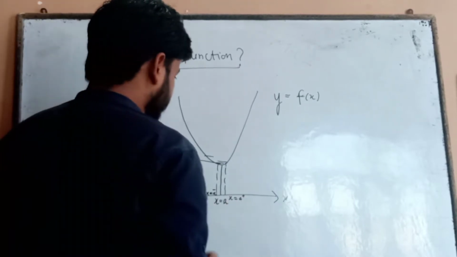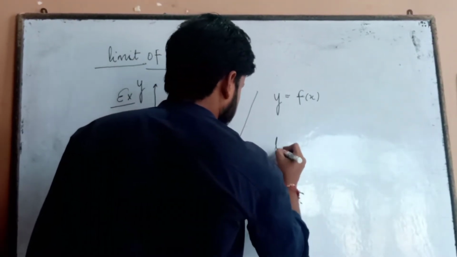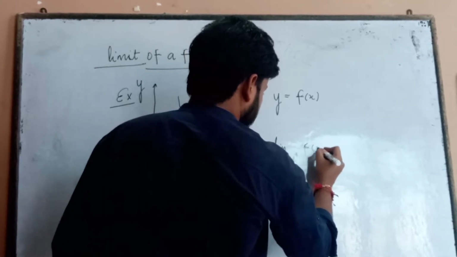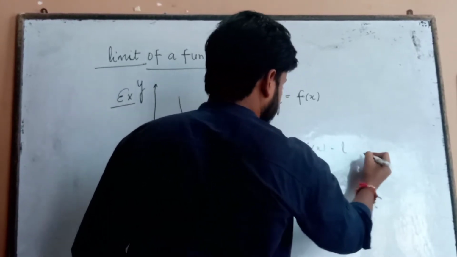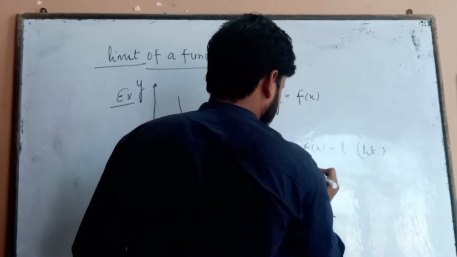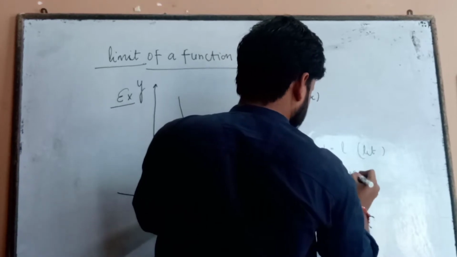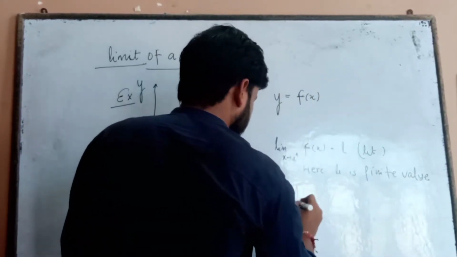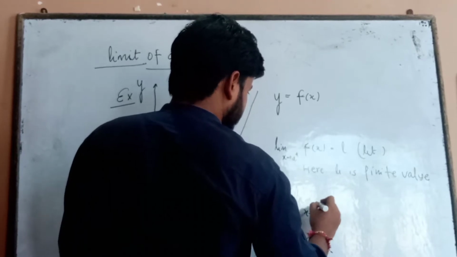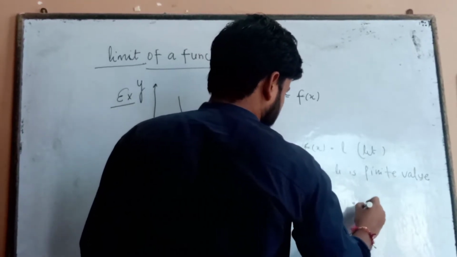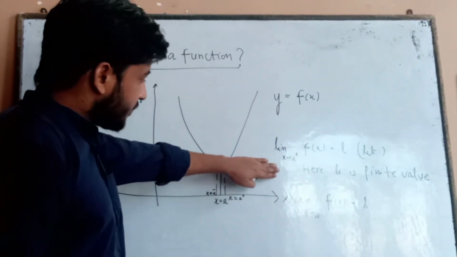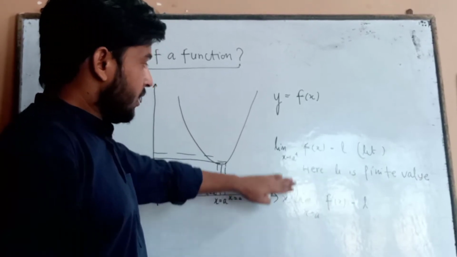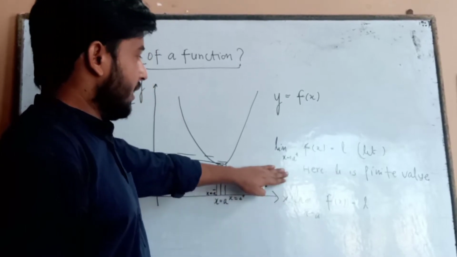So if we discuss it as a mathematical expression, limit x tending to a plus f of x is equal to L. Let here L be any finite value, and limit x tending to a minus f of x is equal to L. If these two limits, limit x tending to a plus and limit x tending to a minus, are the same, the values of these two limits are similar, then the limit exists. If the values are not the same, then the limit does not exist.